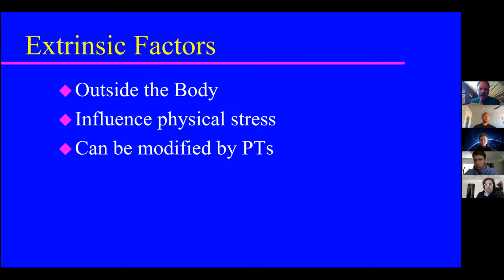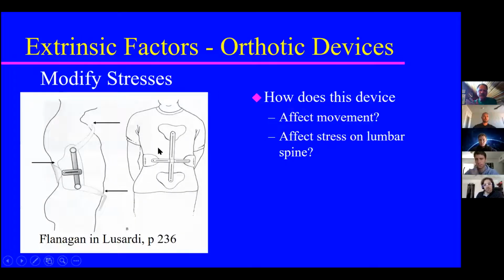So extrinsic, outside the body, can be modified by PTs. This is just one simple example. You have somebody with low back pain, you put them in a 3-point orthotic device. We used to call these Hewitt hyperextension braces. I don't know what they call them now, but it prevents the person from flexing. It protects them from the stress on their low back.